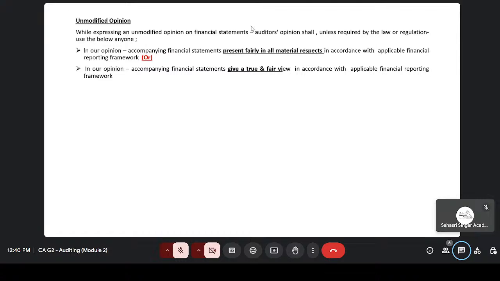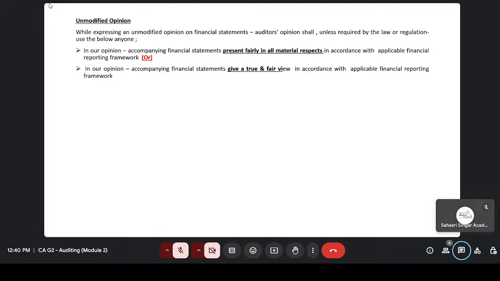The other way is: the accompanying financial statements give a true and fair view in accordance with the financial reporting framework. Either this or that you can give, but keep in mind you should not use words like subject to, except, or any exception, because here you are giving an unmodified opinion. When you give it like that, it will not be an unmodified opinion report. So this paragraph on the screen can be asked in a 2-mark question. Be very cautious. You have to know how the unmodified opinion is expressed. This is the most important thing.